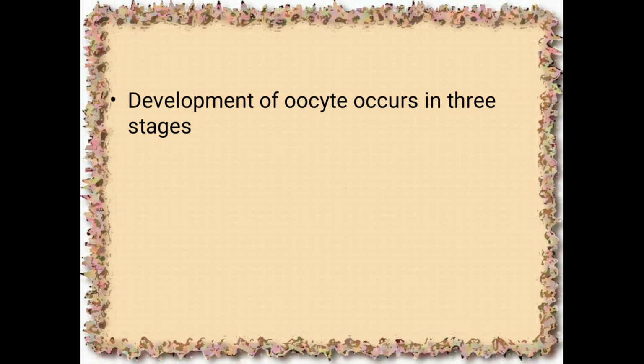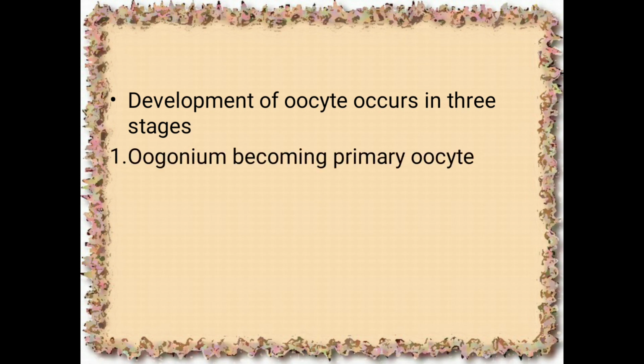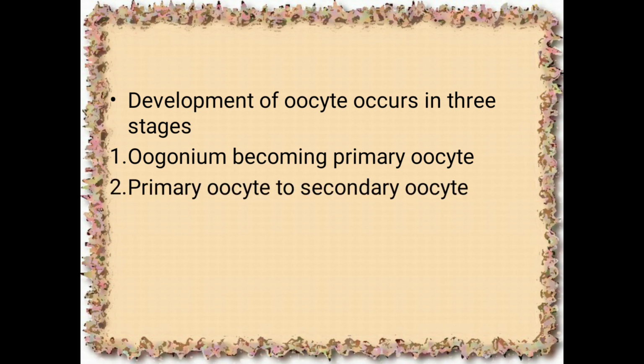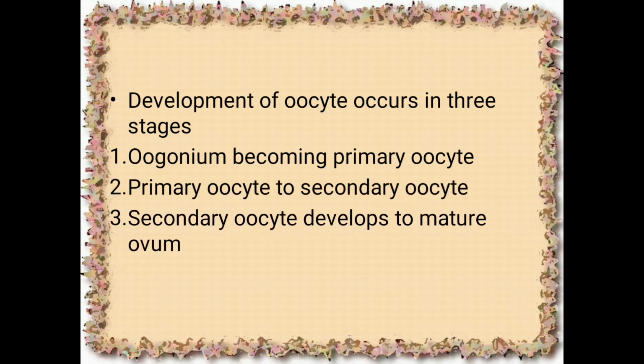Next, development of the oocyte occurs in 3 stages. First, oogonium becomes primary oocyte, then primary oocyte to secondary oocyte, and then secondary oocyte to mature ovum. So the oocyte development occurs in 3 stages, and we will see them one by one.